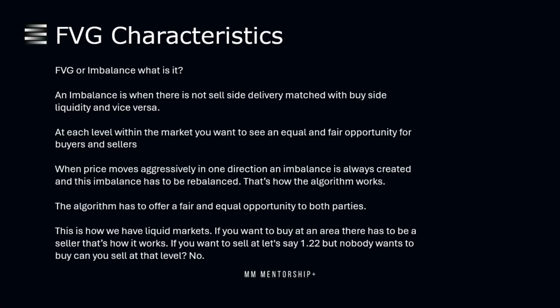Let's go back to lesson 1 where we talk about what the algorithm books off: rebalancing inefficiencies. A fair value gap is a type of inefficiency. The algorithm has to offer a fair and equal opportunity for both parties. This is how we have liquid markets. If you want to buy an area, there has to be a seller. If you wanted to sell at 1.22, let's say price is 1.22, but nobody wants to buy, can you sell at that level? No. Same way if you wanted to buy an apple, but nobody's selling apples, can you buy that apple? Nope.